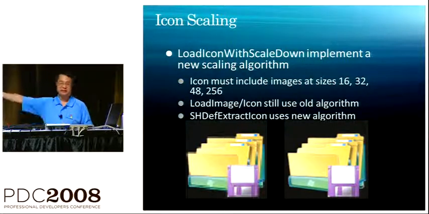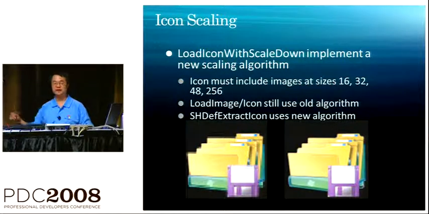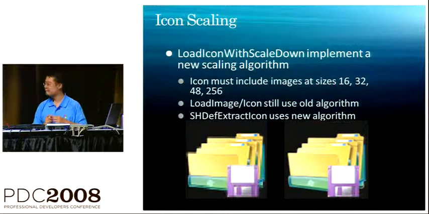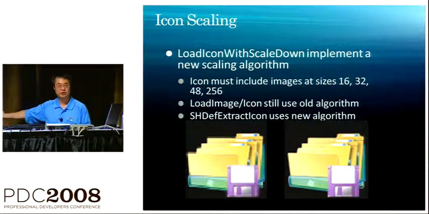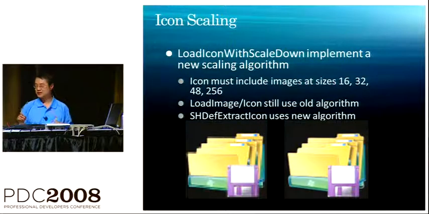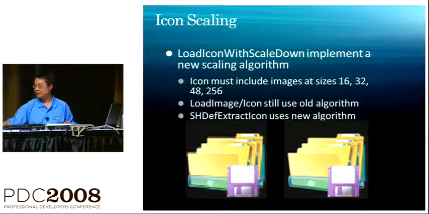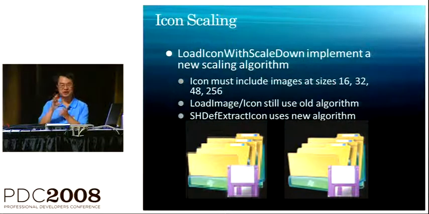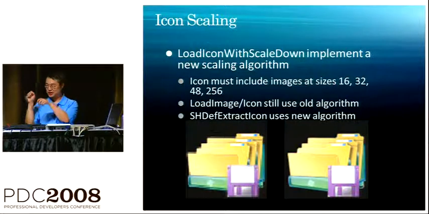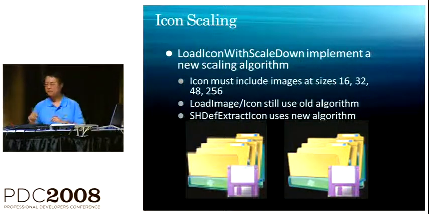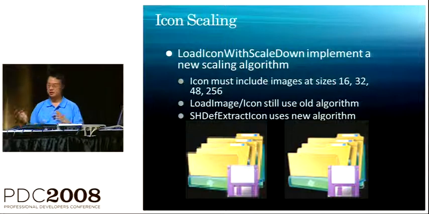I have a picture here. On the left, we have an image generated from an icon that has the necessary images using the old algorithm. On the right-hand side is an image generated with the new algorithm. You see on the left-hand side that the diagonal line at the bottom of the drawer is a little jaggier. The Windows flag logo is pretty much indistinct, and the floppy disk is kind of chunky. Whereas on the right-hand side, it looks a little bit nicer.